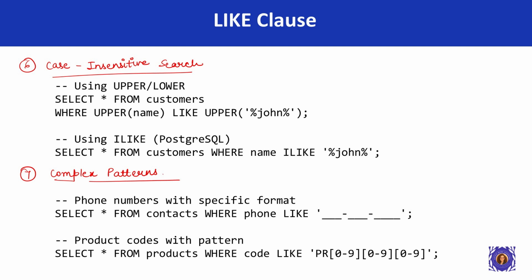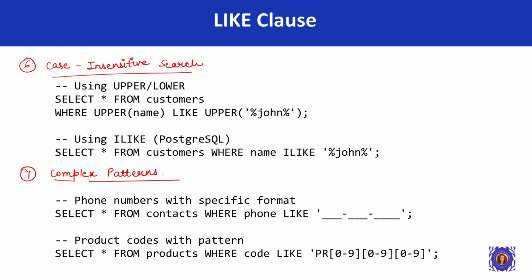To perform a case-insensitive search, a common approach is to convert both the column data and your search pattern to either upper or lower case before applying LIKE. Some databases, like PostgreSQL, offer a dedicated ILIKE operator for direct case-insensitive pattern matching, making the syntax simpler.